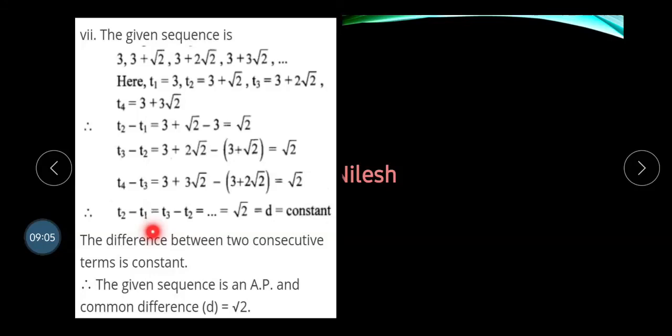Second term minus first term is equal to third term minus second term. That is root 2, which is constant. Therefore, the difference between two consecutive terms is constant. The given sequence is an AP and the common difference is root 2.